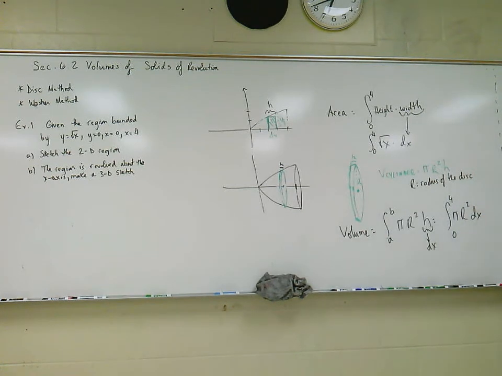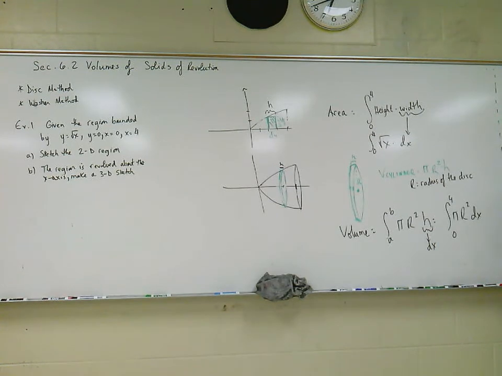All right, and it will always be, if you use this method, the height of your disk is always your dx or your dy. We'll talk about that. How do we know which one it's going to be? So the last thing we need, of course, is the radius. So here's my question.